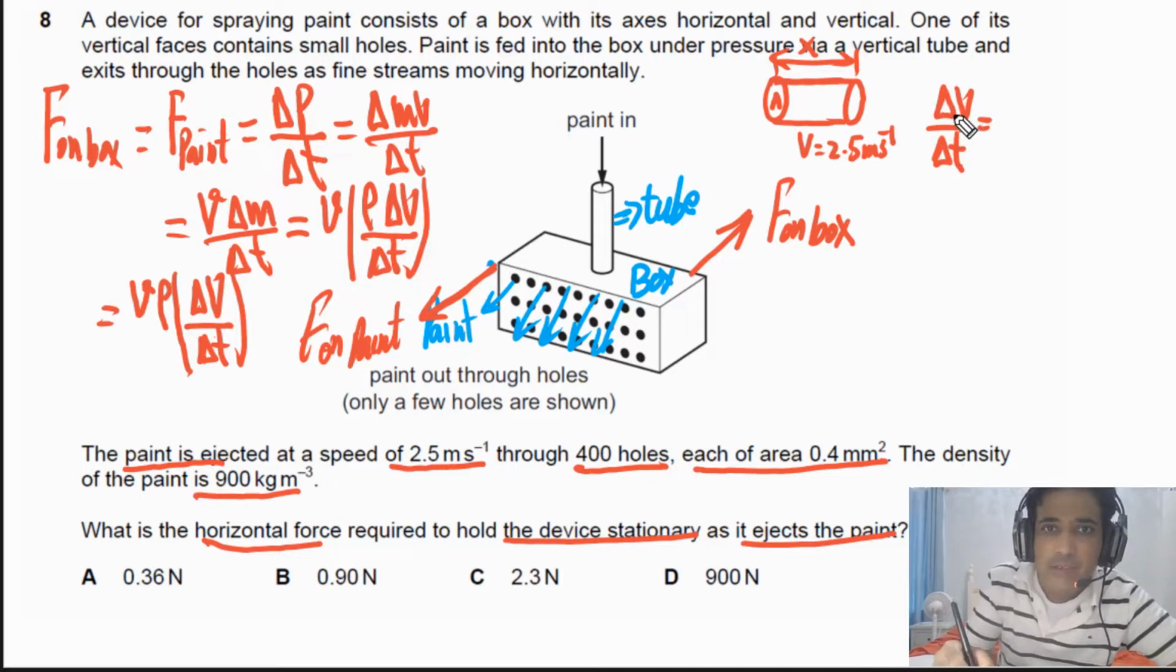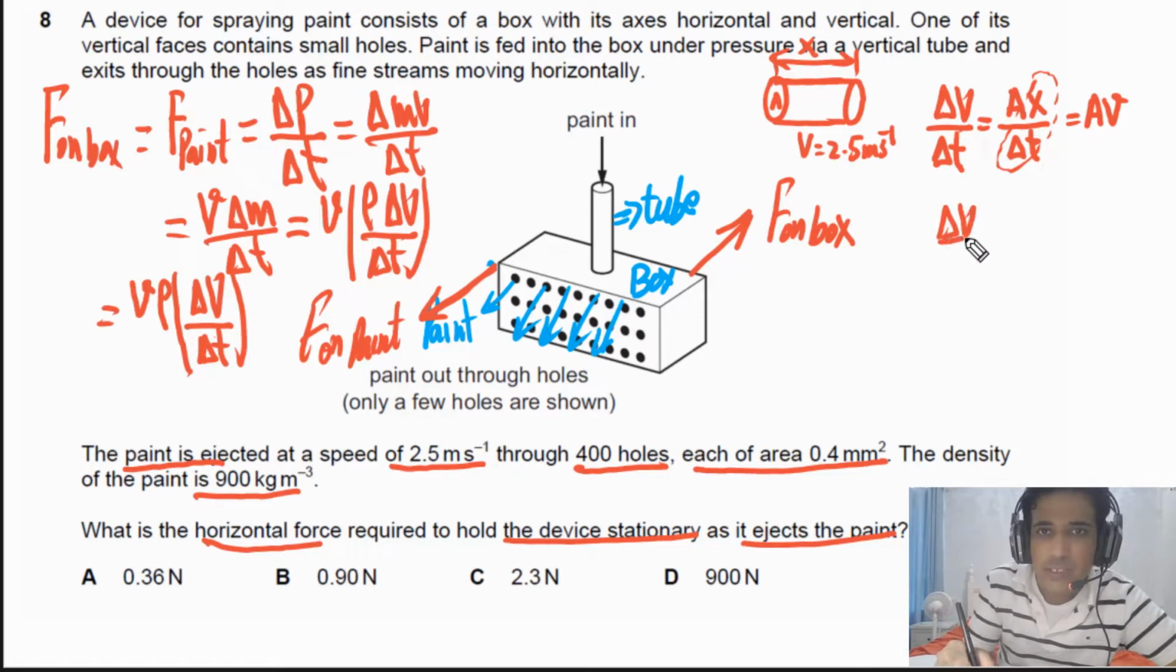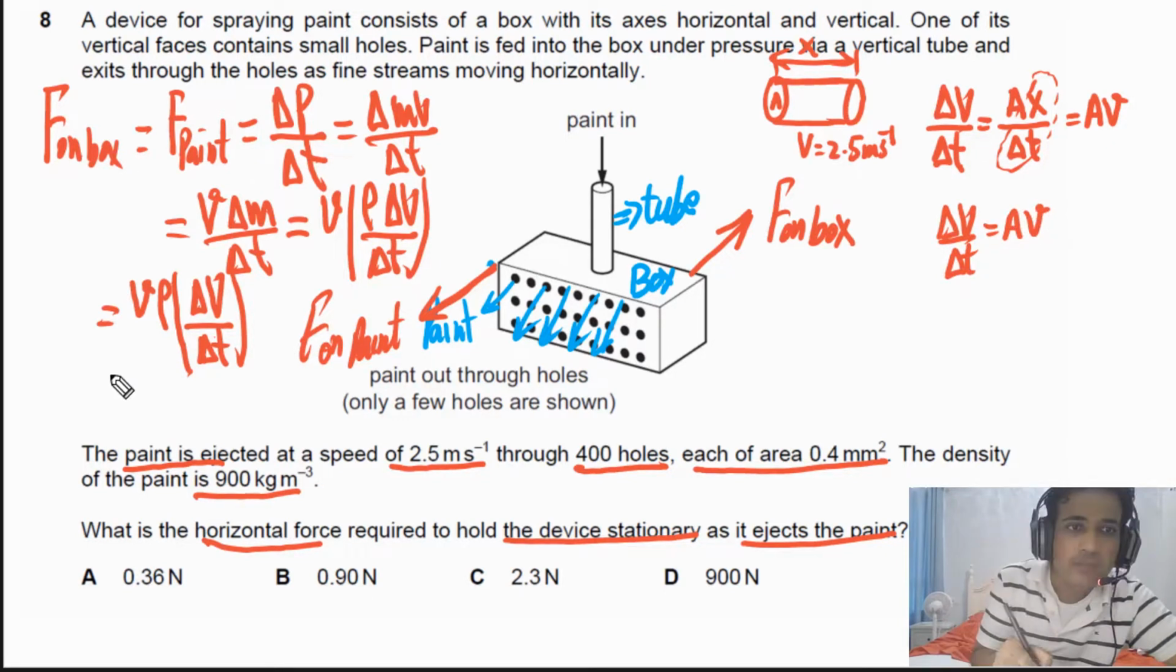Delta V is the change in volume. That one will be equal to A times X. This is the change in volume over change in time. Now from here simply we can say X over delta T is equal to V. So delta V over delta T is equal to A times V. Now we can plug in these values.